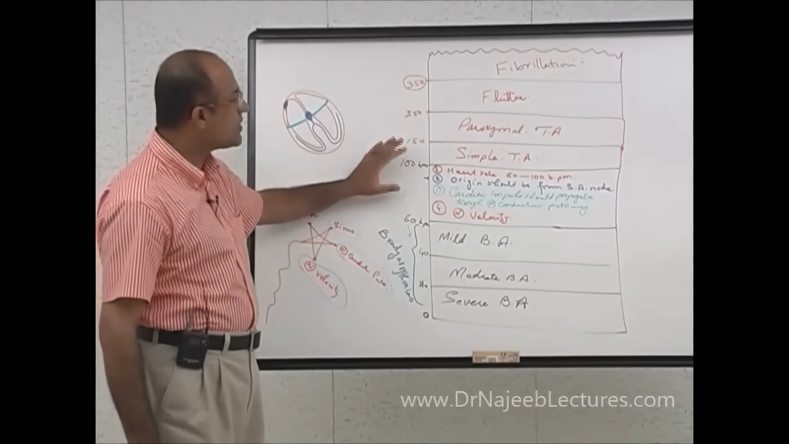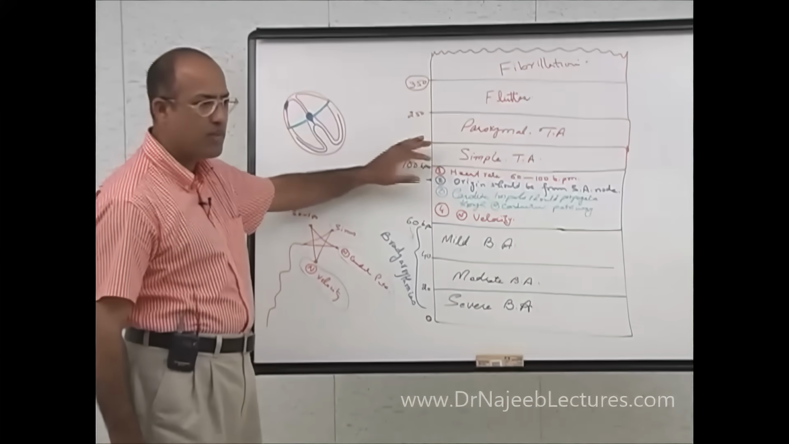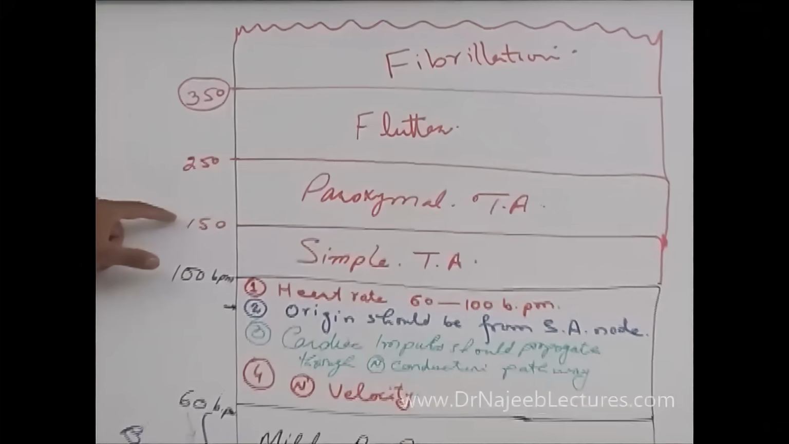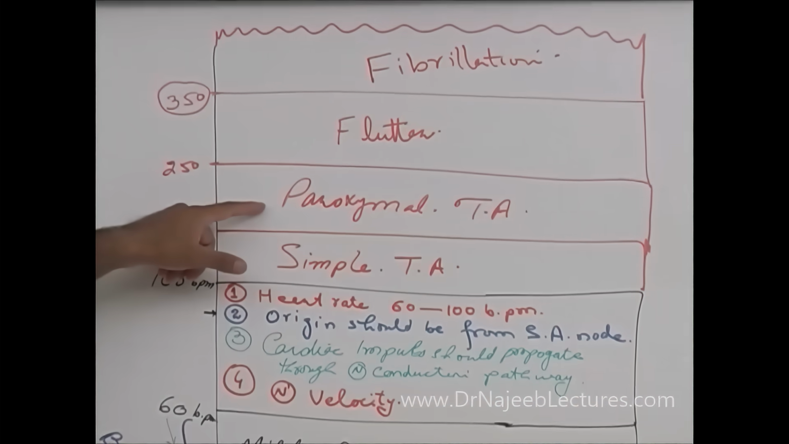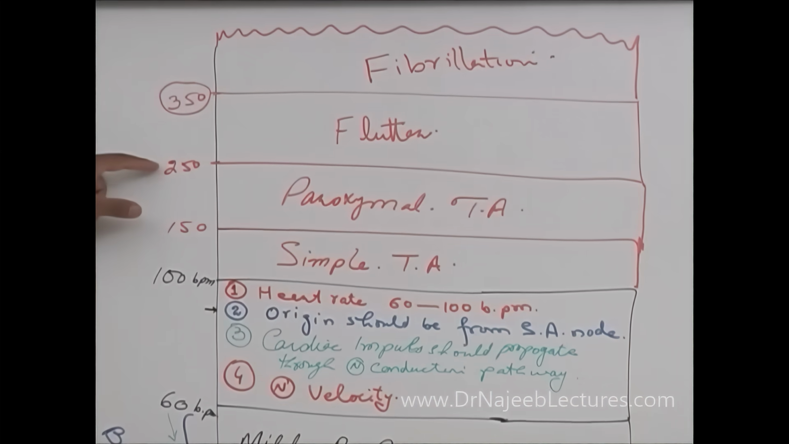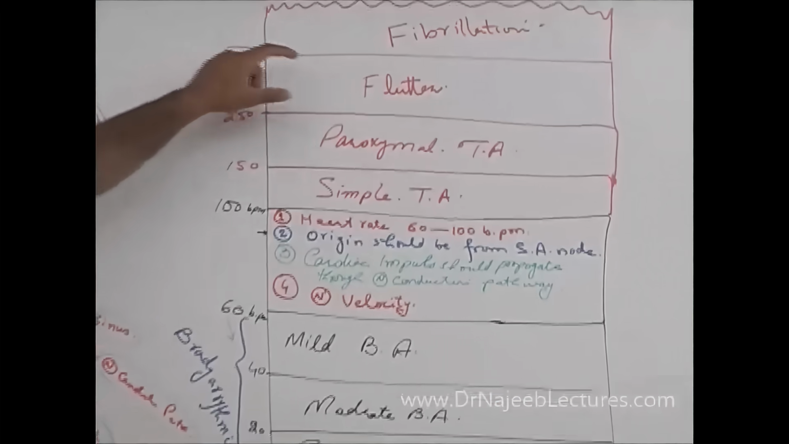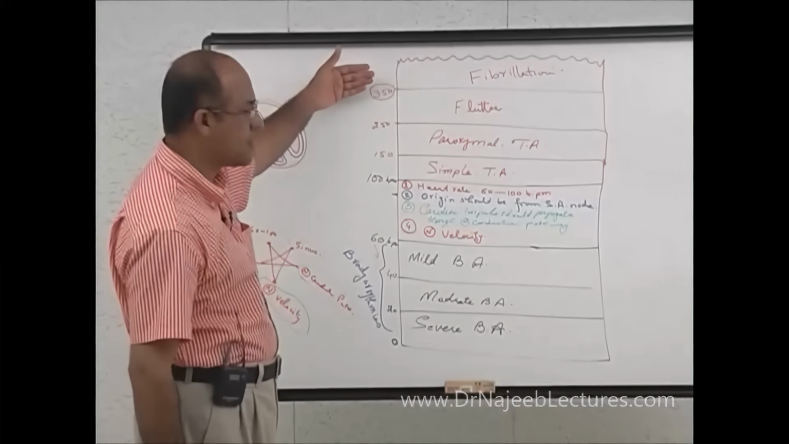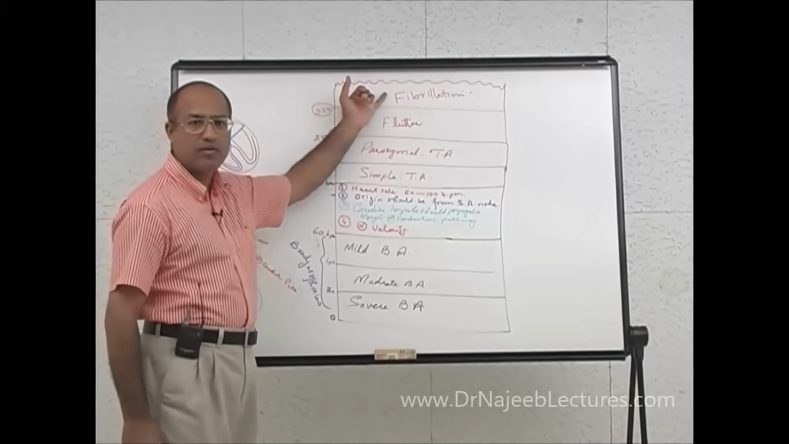And then we classified tachyarrhythmia between 100 and 150 as simple tachyarrhythmias, and electrical activity in the heart between 150 to 250, we called paroxysmal tachyarrhythmias, and any electrical activity which is more than 250 but less than 350, that is called flutter. And when electrical activity in any part of the heart becomes more than 350 per minute, we call it fibrillation.